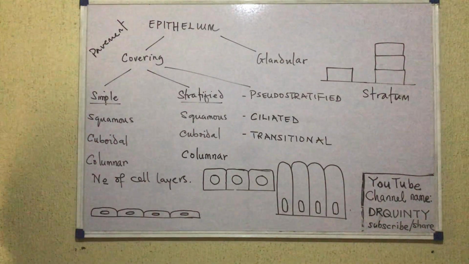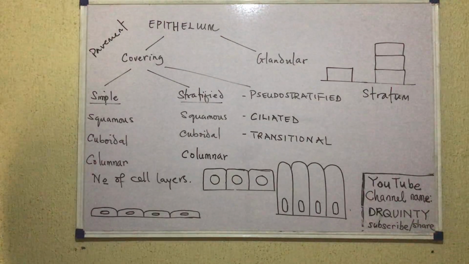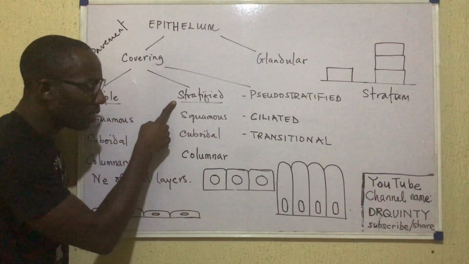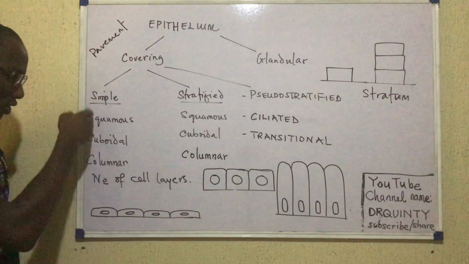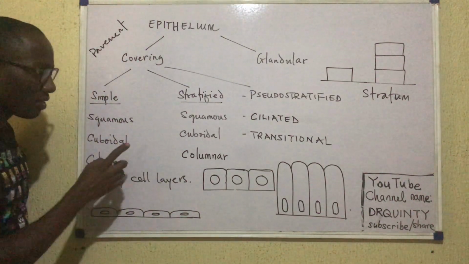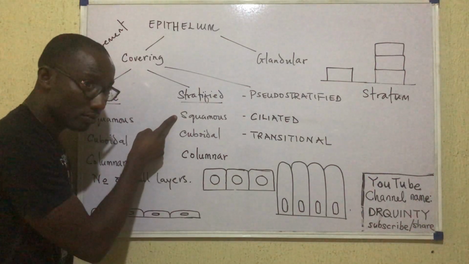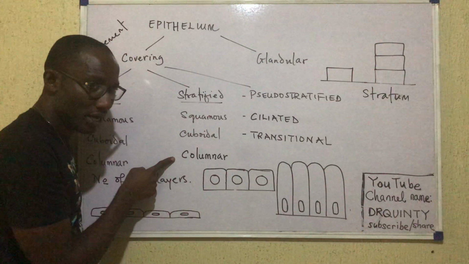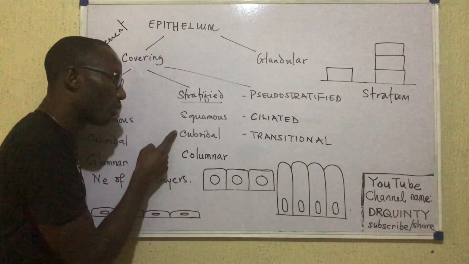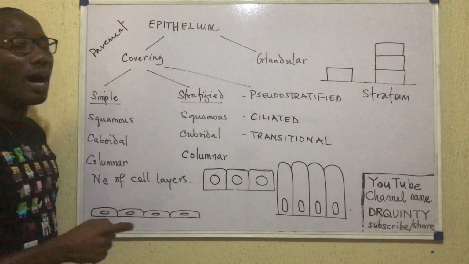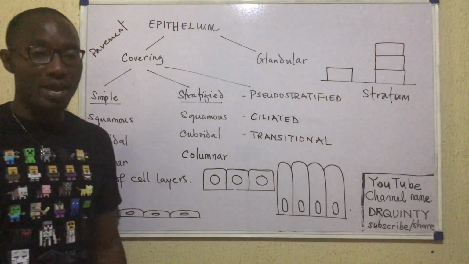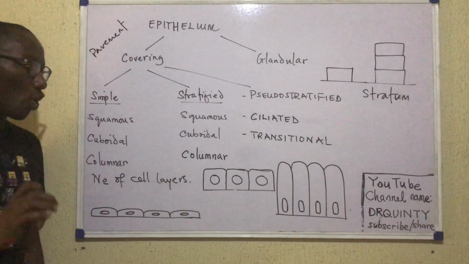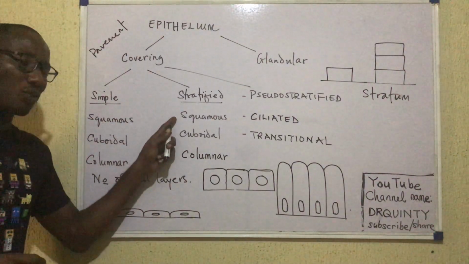Okay, so having shown those three types, we look at this side now, stratified epithelium, and you'd see that the types are just the same types we have here, which means there is stratified squamous, stratified cuboidal, and stratified columnar. But I tell you, stratified cuboidal and stratified columnar are not very common. They are rare. Yeah, those two types of epithelia are rare. What is more common is stratified squamous.